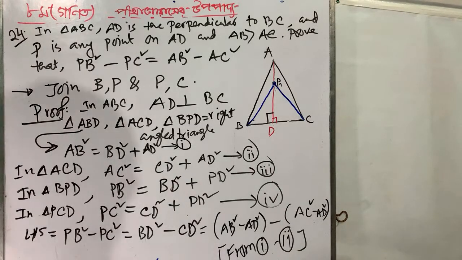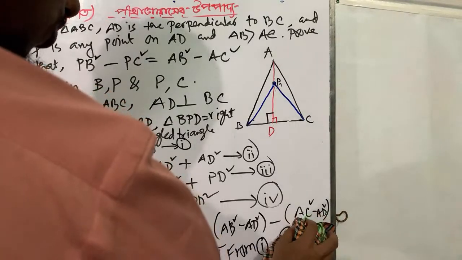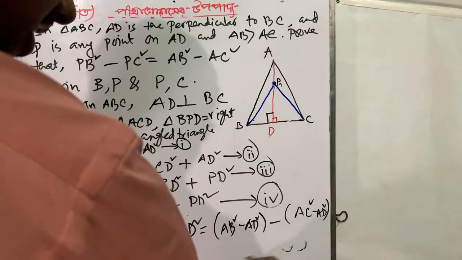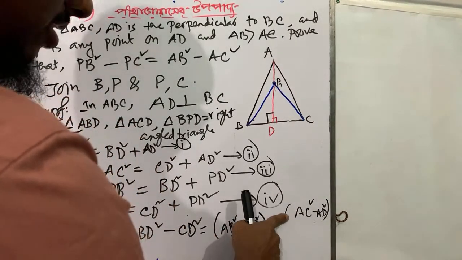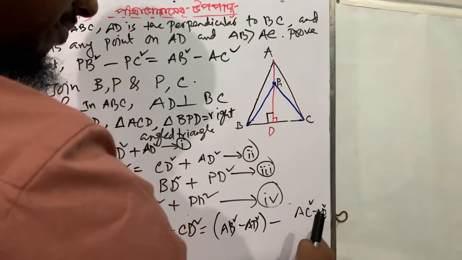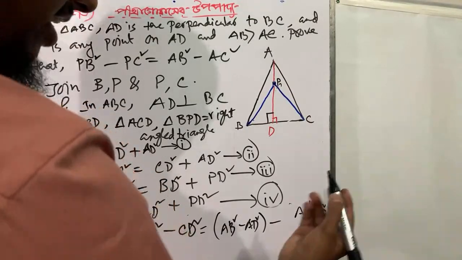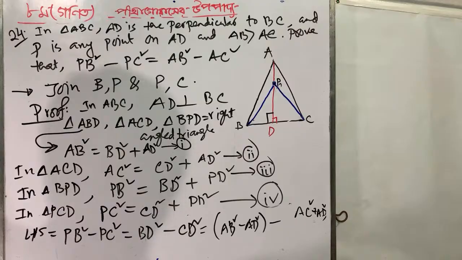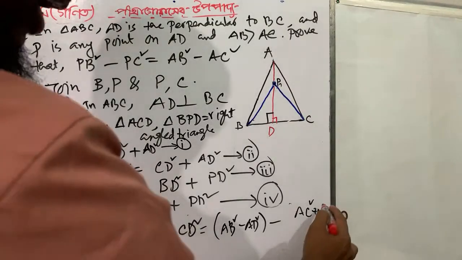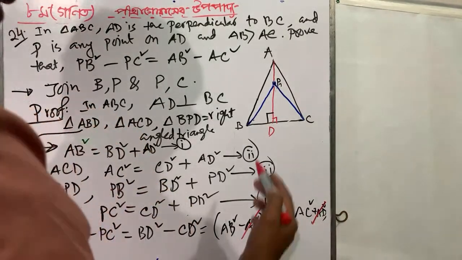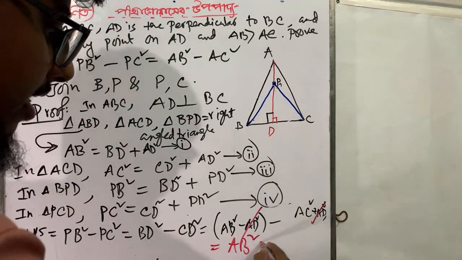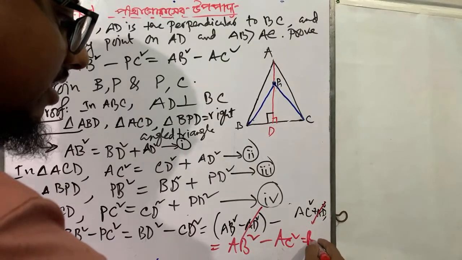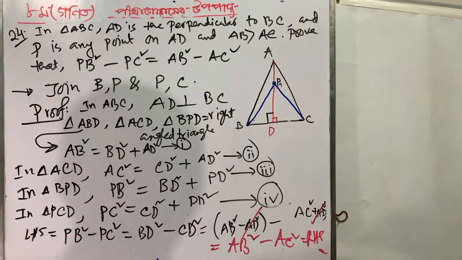So we are very close to the end of this math. So if I remove the bracket, I have a plus sign here. Now for that, I have plus AD square minus AD square cancelling each other out. AB square minus AC square. That is the right hand side. Hence, this theorem is proved.